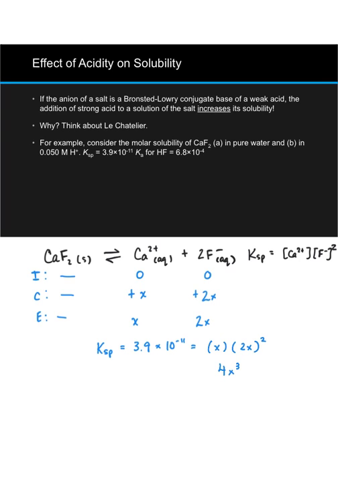X times 2X squared is 4X cubed. If we solve for X, we divide by 4 and take the cube root of both sides. We end up with 2.14 times 10 to the minus 4 molar. This is the molar solubility of calcium fluoride in pure water.